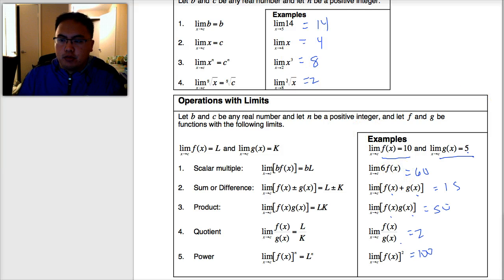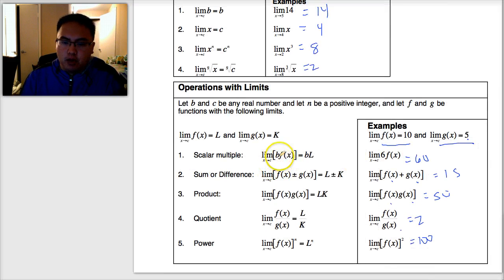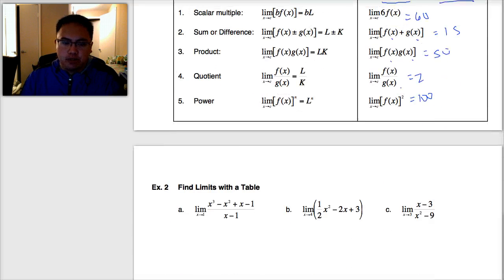So the first two tables, these first properties, the only new thing that you learn here is if I just have a number, it's just a number. And operations are very simple. If I'm multiplying, I can multiply. If I'm adding, I just add the two limits, etc. Okay. So let's practice some more direct substitution problems.